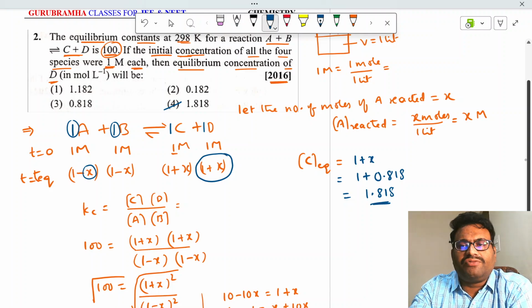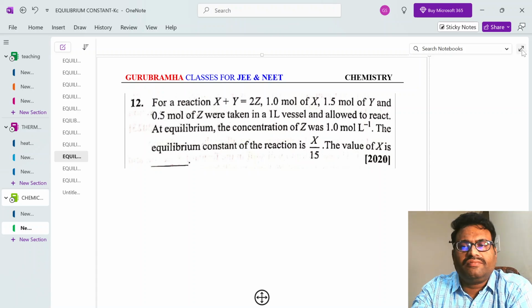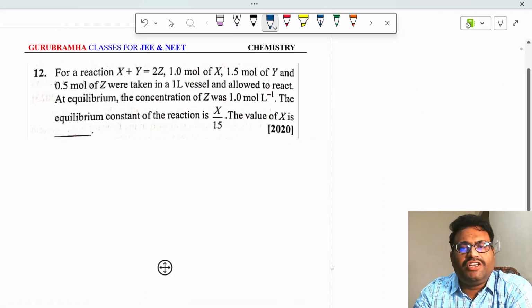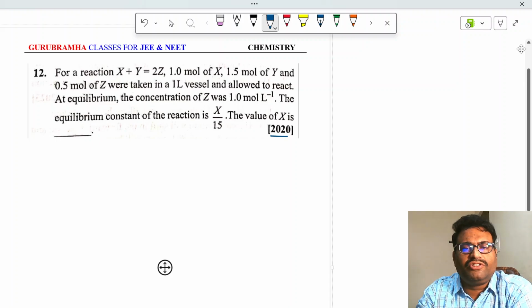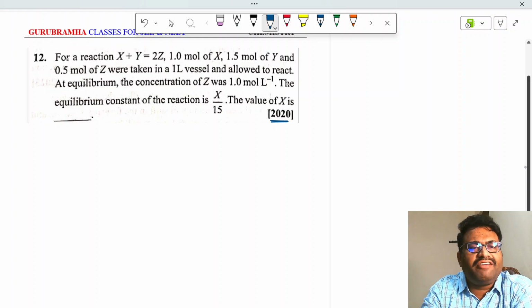So let us go with the next question. Here is the question which was asked in 2020. What is that question? For the given reaction. What is the reaction given? This reaction. For this reaction, we have to calculate.